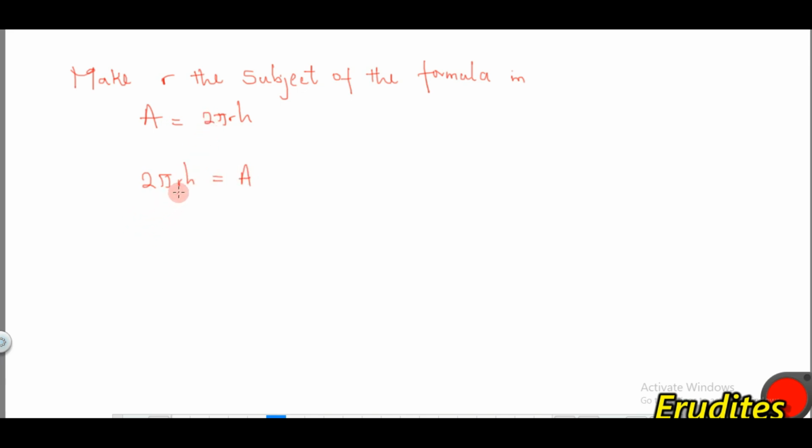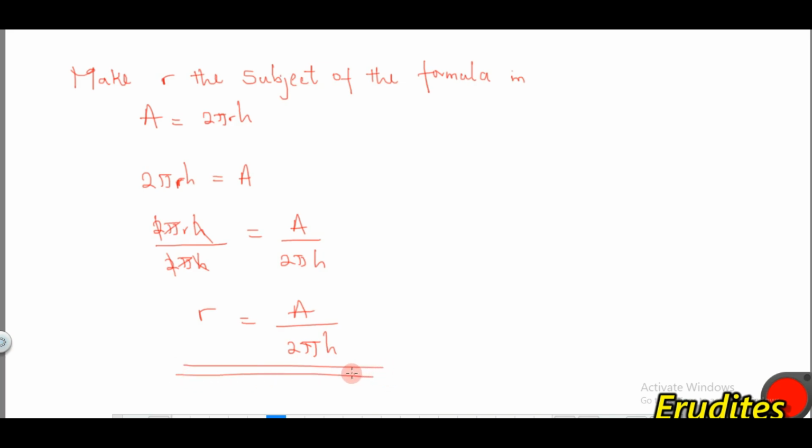So I'm to make r the subject of the formula. What I will do is to divide both sides of the equation by the coefficient of r, and the coefficient of r is what? 2 pi and what? H. So this will be 2 pi r H divided by 2 pi H is equal to A all over 2 pi H. So 2 will cancel out 2, pi will cancel out pi, H will cancel out H. So my r will be equal to A over 2 pi H. This is my answer to this question.